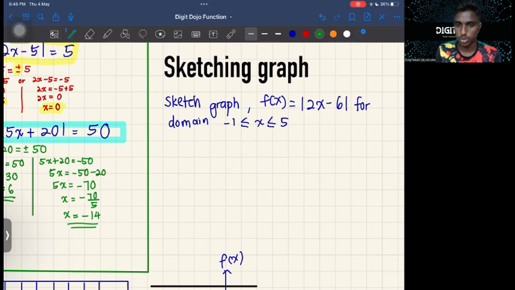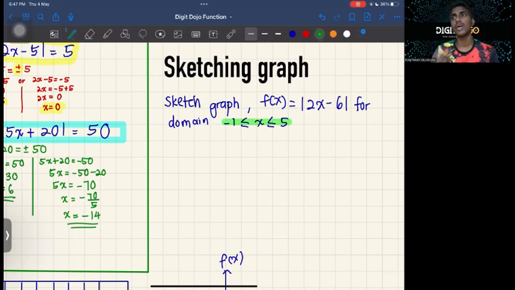x is more than or equal to negative 1, less than or equal to 5. So you have to understand, we are given this domain. We are given this domain range. So you have to understand what the domain possibilities are.